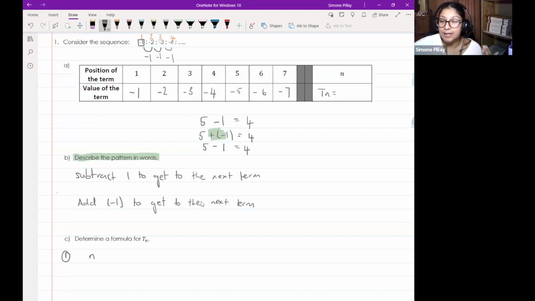Okay, why is my input n? My input is the term number. My output is the pattern itself, that's the term values. So I have to take my input and multiply it by -1. Okay, and that's going to give me -n. And then what I have to do is see, okay, let's take what I've got so far and let's see what it gives me versus what I want.